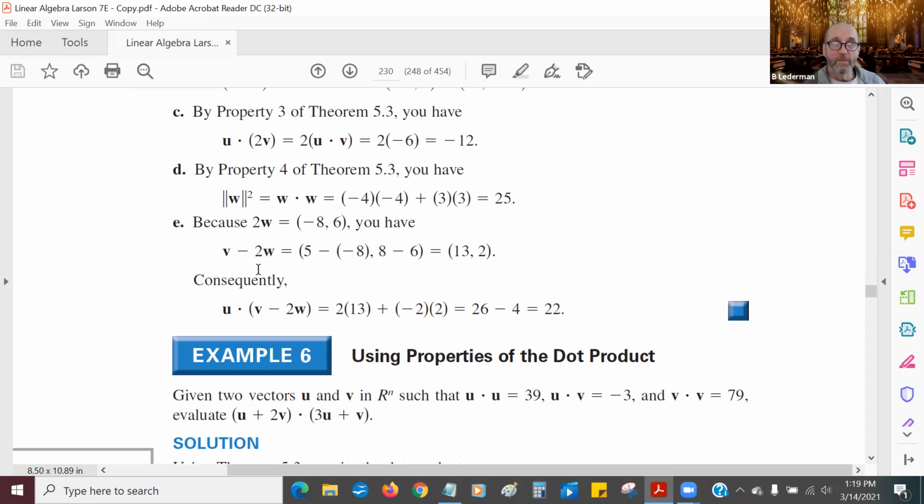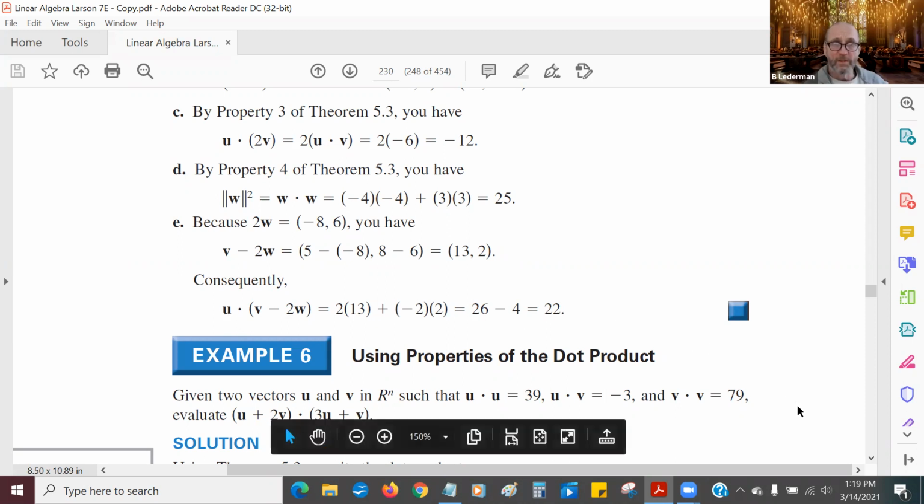So v minus 2w is 5 minus negative 8 comma 8 minus 6, which comes out to 13 comma 2. And now we're going to take the 13 comma 2 and dot product that with u, so we get 2 times 13 plus negative 2 times 2, which is 26 minus 4, which is 22. And there we go. Let's do another example.